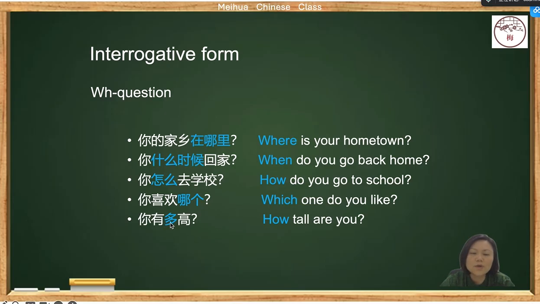你有多高? 多 means how. It usually modifies an adjective. 多高 means how tall. 多远 means how far. 多大 means how old. How old are you, right? 你有多大 means how old are you. Okay.